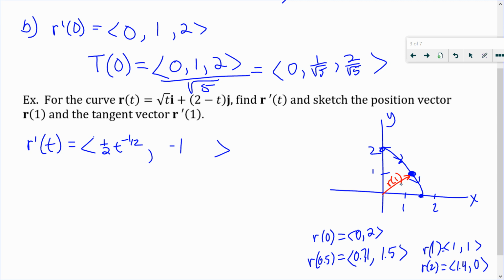Okay. All right. So then I have to draw the derivative of 1. So r prime of 1. So let's plug 1 into this problem we just got. The negative 1 will not change. All right.